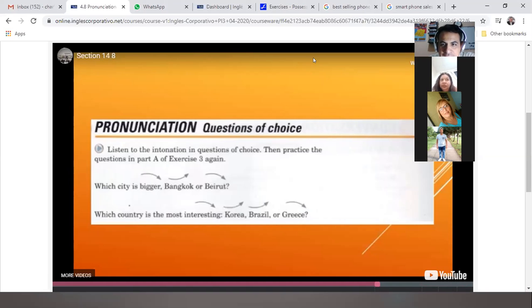Y también quiero que noten algo. When you give options, when you're giving choices, de último usan or. Do you see here? La palabra or. Which city is bigger? Bangkok or Beirut? Which country is the most interesting? Korea, Brazil, or Greece? Very good. So you can listen to this section here and repeat. Practice the intonation. All right?